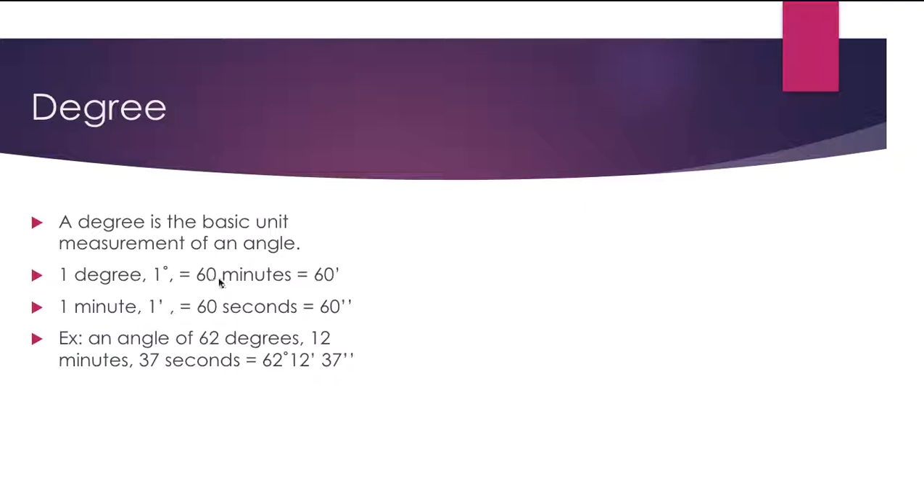A degree is the basic unit measurement of an angle. So think about a circle. This is why we talk about minutes in a degree. So 1 degree is equal to 60 minutes, and you notice it has that little apostrophe up there. Okay, and then 1 minute is 60 seconds. And you could write an angle that is 62 degrees, 12 minutes, and 7 seconds would be listed as that.